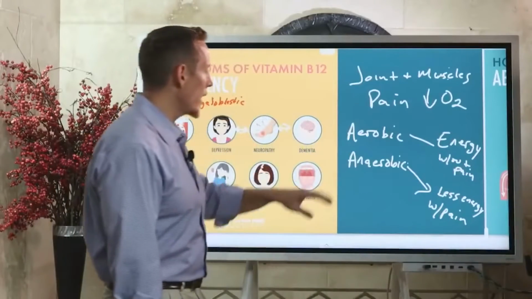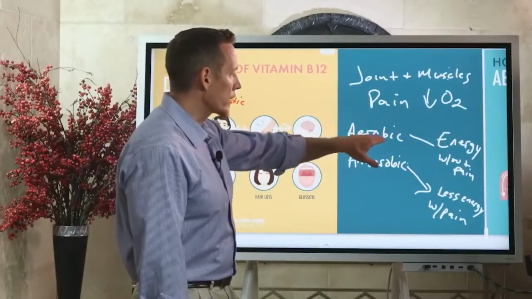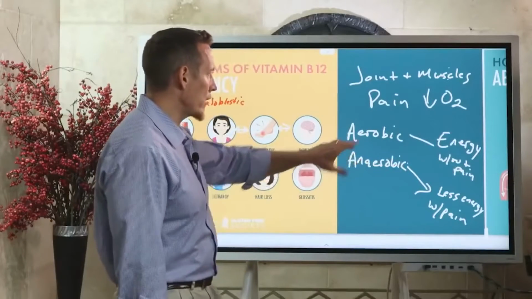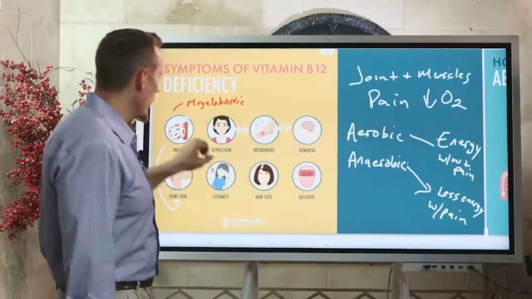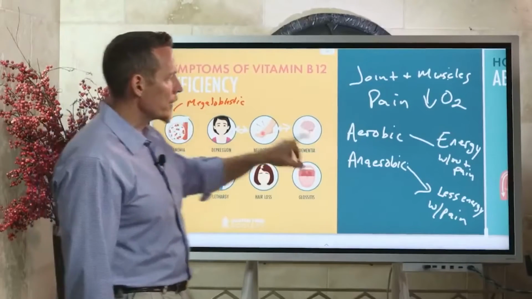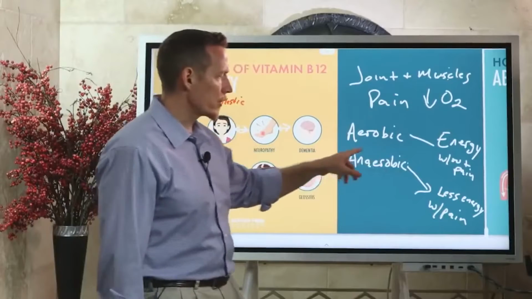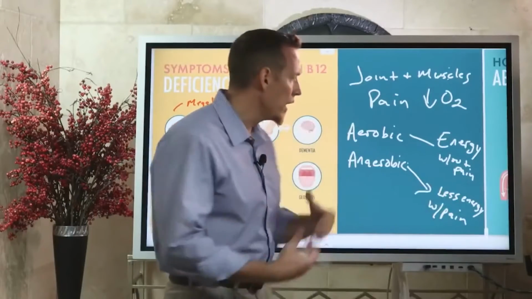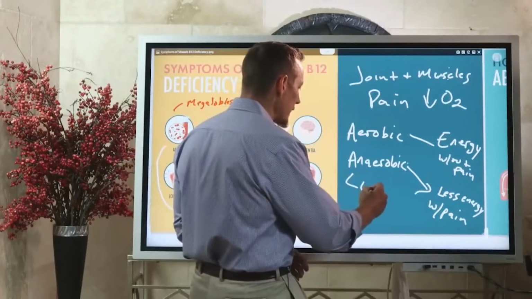But aerobic means with oxygen, anaerobic means without oxygen. And so what happens is when you don't have oxygen, as in the case of an anemia caused by B12 deficiency, your muscles don't have enough oxygen to generate energy. So they generate energy less efficiently. And with that comes pain. The pain of what? Of lactic acid.